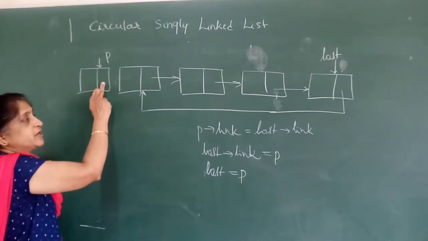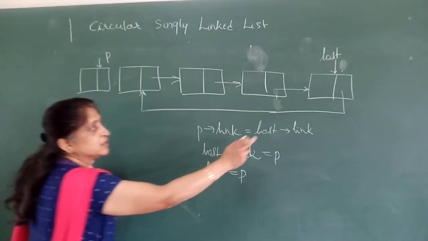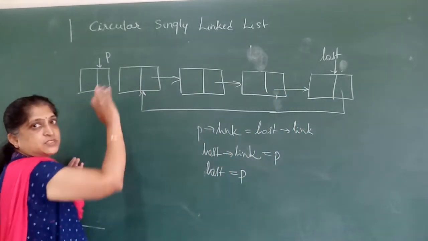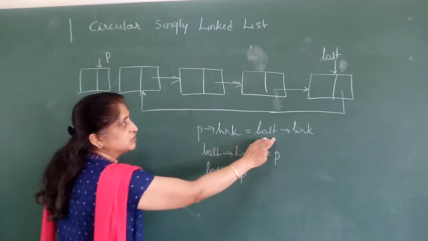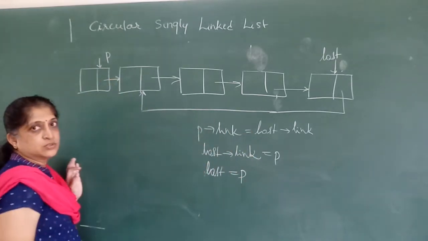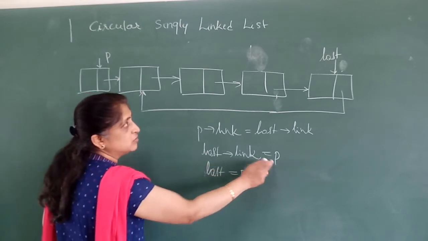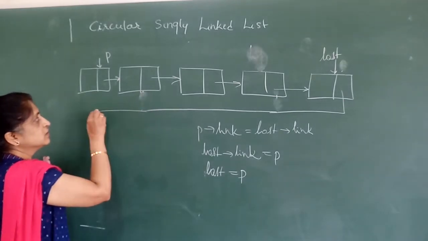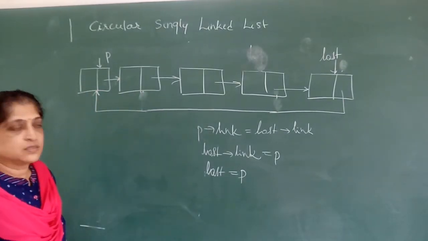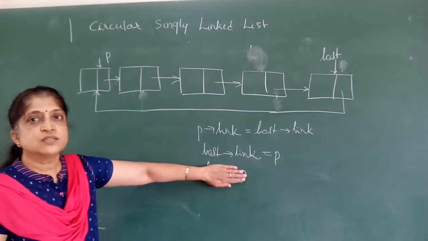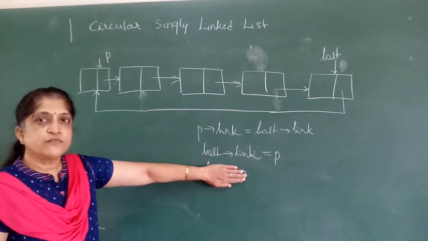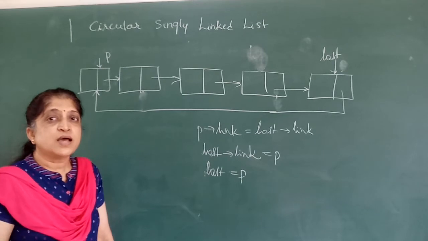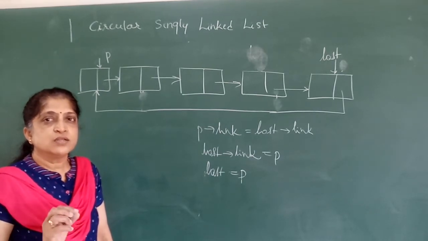What statement do I have to write? I have to write something to the P link. What should I write? The last link. Wherever this last pointer is pointing to, that address I have to just copy here. So P link is equal to last link. It will start pointing to this node. Then make last link is equal to P. That is, this link field should start pointing to the new node. I need not write last is equal to P because I am inserting at the front of the list. So inserting at the front as well as at the end of the list is quite simple if we maintain a pointer to the last node in the circular linked list.